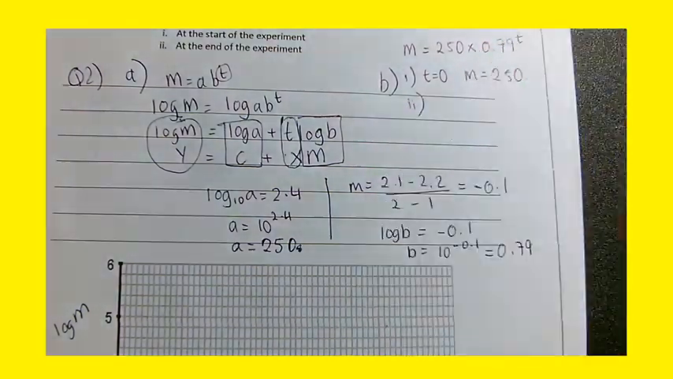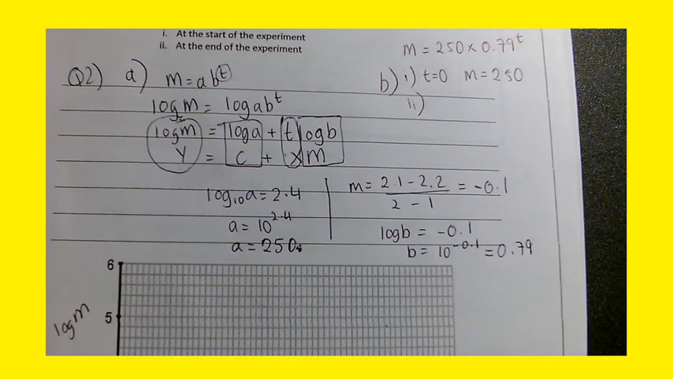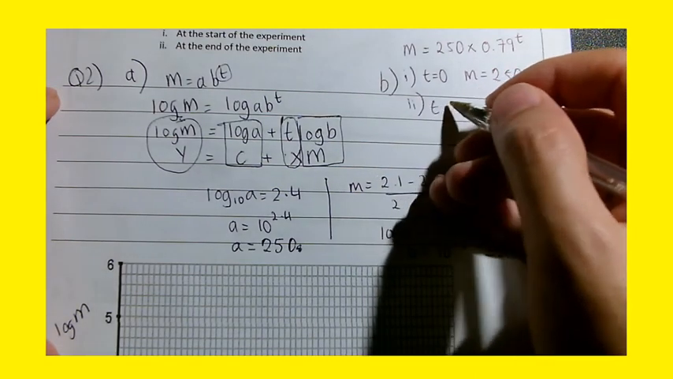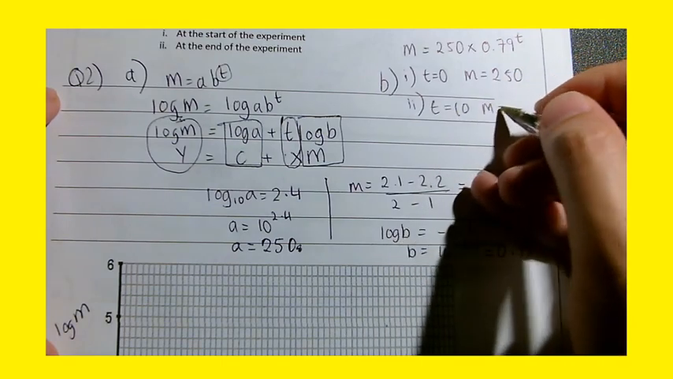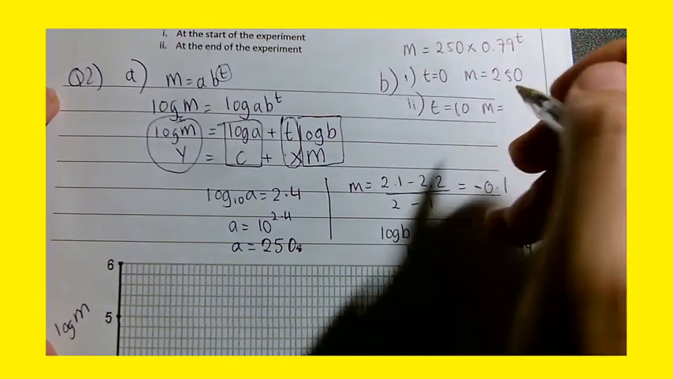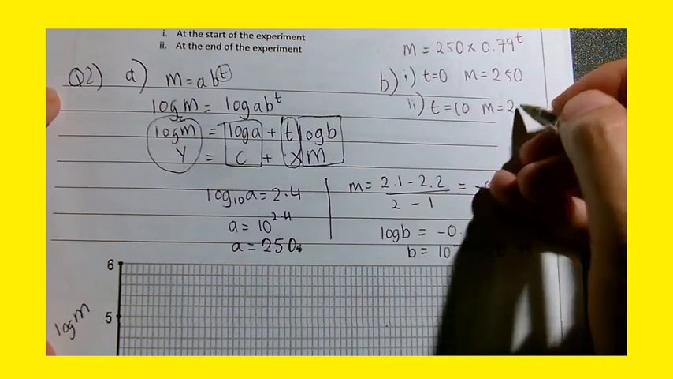And at the end of the experiment, when T is equal to 10, 250 times 0.79 to the power of 10, you should get M equals 23.67 or 23.7.